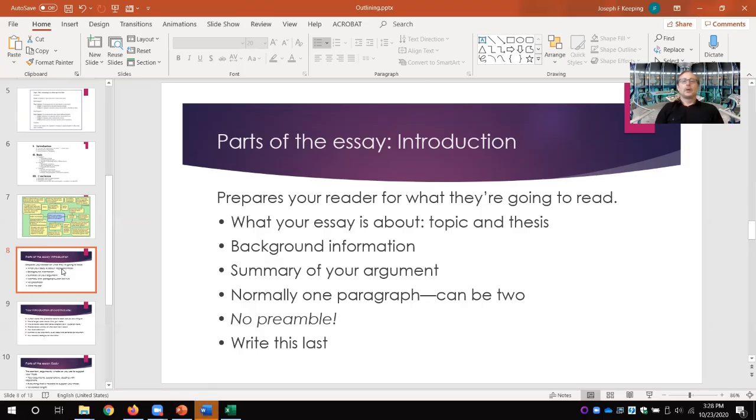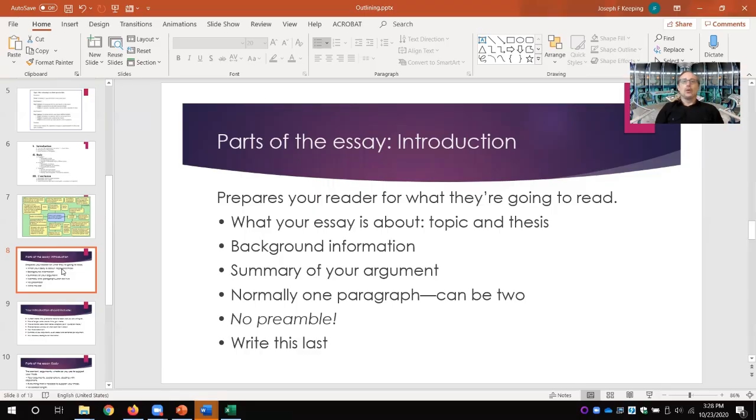Okay, beginning with the introduction. The purpose of the introduction is to prepare your reader for what they're going to read in the body of your essay. I like to think of essay writing as the opposite of fiction writing. When you're writing fiction, it's all about suspense. Your reader isn't supposed to know what's going to happen next. But when you're writing an essay, you want your reader to know what's going to happen next.